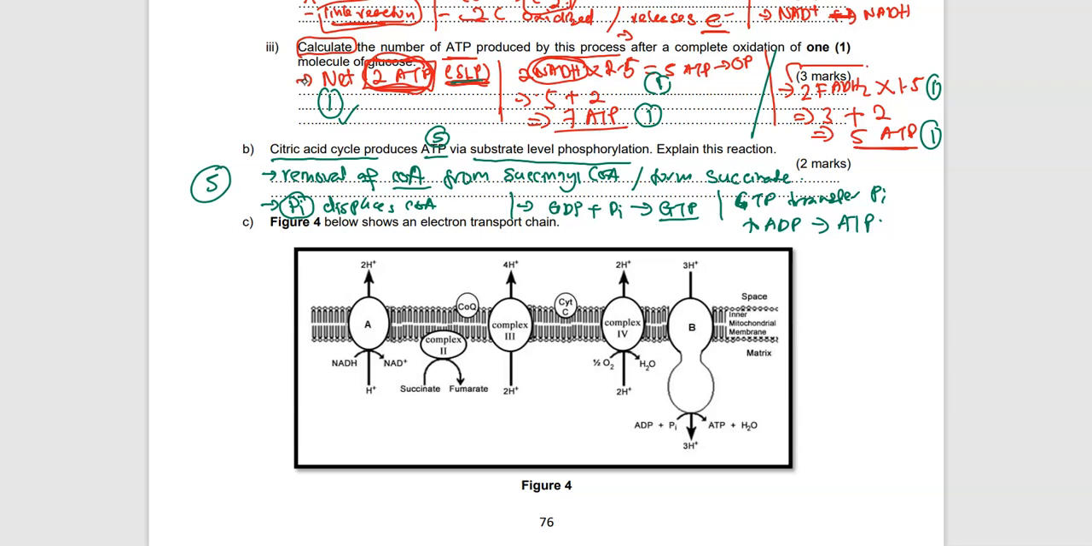So I repeat, CoA will be removed from succinyl-CoA, and then the next item that enters is inorganic phosphate. This displaces the CoA, and then the inorganic phosphate will be added to GDP to form GTP. GTP will pass the phosphate to ADP to form ATP. So that's why the process is through substrate level phosphorylation. The phosphate is being passed from one substrate to another substrate until it forms an ATP molecule.